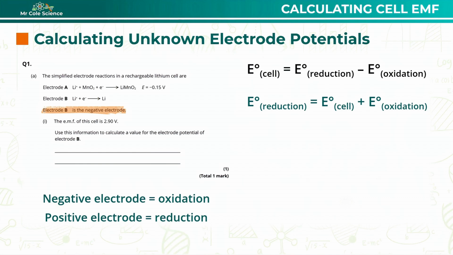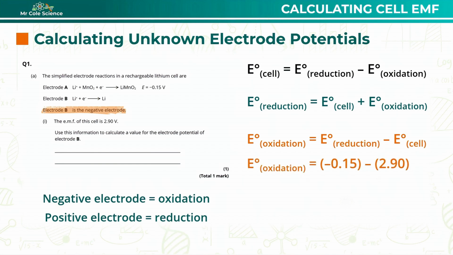So we need the electrode potential for the oxidation half cell as the subject. So if we add the electrode potential for the oxidation half cell to both sides of our equation and then subtract the electrode potential for the cell, or the EMF, from both sides, we're left with the electrode potential for the oxidation half cell being equal to the electrode potential for the reduction half cell minus the EMF. Now we can then just plug in our values from the question into this rearranged equation.